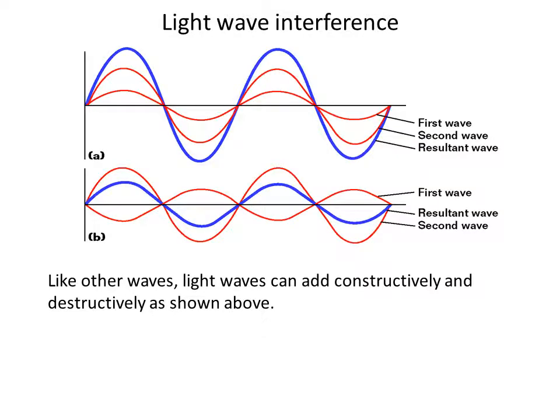In the example shown below, the two waves, the first and the second wave, are meeting in phase, so they constructively interfere, producing amplitudes that add, and this would show up as brighter light. In the second example, the two waves meet out of phase, so the amplitudes would subtract, which is destructive interference, and this would result in a darker or dimmer light.